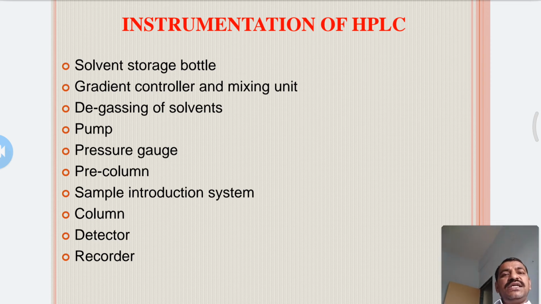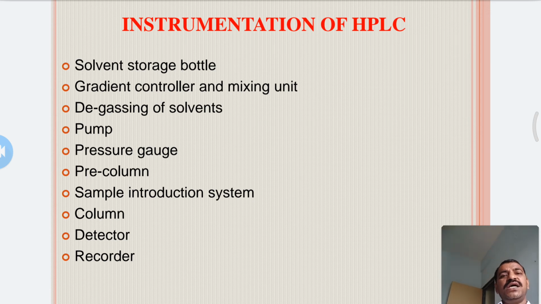Next is the degassing of solvent. Solvent contains bubbles, and these bubbles affect our resolution, so we first need to remove them, and the bubbles are removed using the degassing component. Then the pump. The pump is used for maintaining the flow rate, and that's why we use a pump.